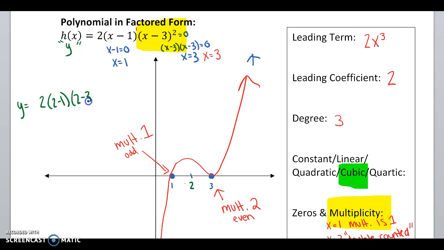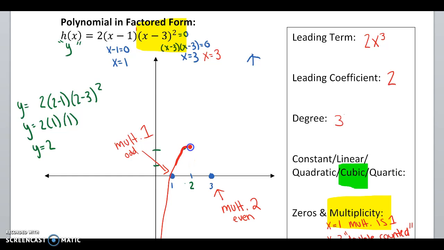And then 2 minus 3 squared. So to get what that point is, we're going to have 2 times 1 times negative 1 squared. Negative 1 squared is just 1. So it's really 2 times 1, which gives us the y-coordinate is 2. So at the x-coordinate of 2, my y-coordinate would also be 2. So the graph should actually come a little bit higher than what I drew it. And now we get a more accurate picture of what that's going to look like.